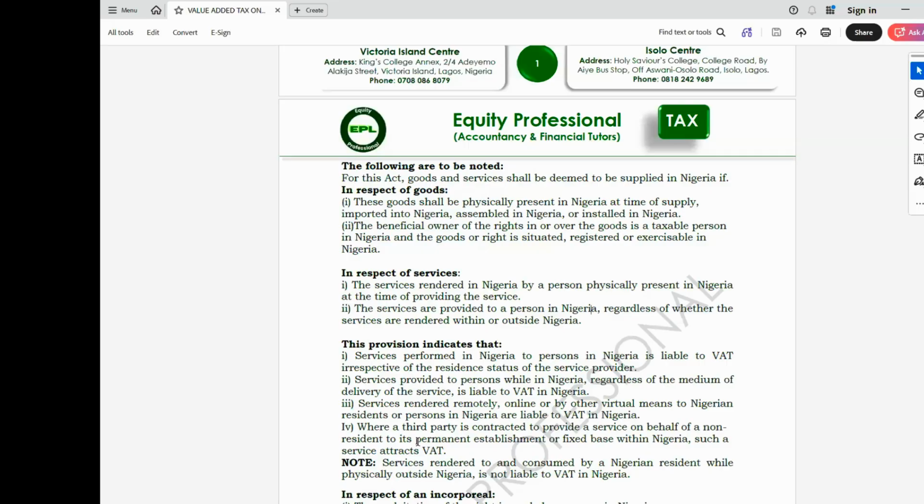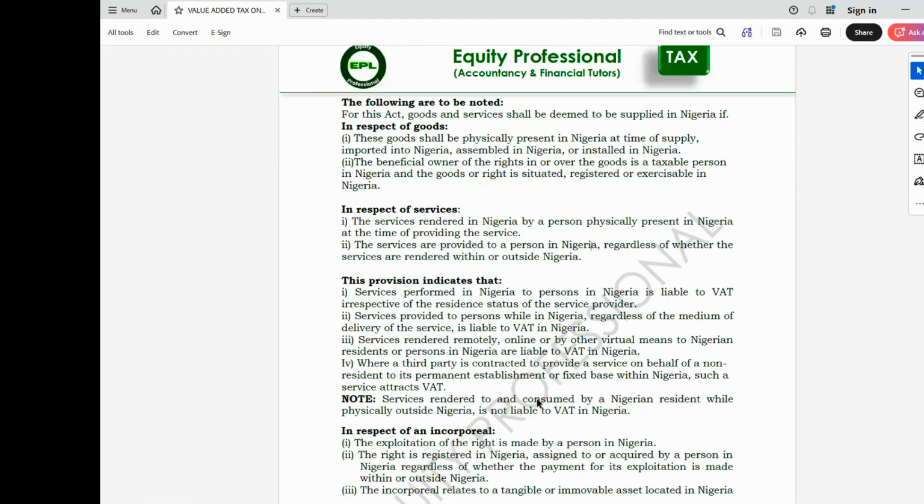provided it is rendered to somebody that is available in Nigeria. So basically, services rendered to and consumed by a Nigerian resident while physically outside Nigeria are not liable to VAT. So value-added tax is not based on residency. Whether you are a resident of Nigeria or not, once you are available in Nigeria, you enjoy that service or you are consuming those goods here in Nigeria, you are going to be liable to payment of that value-added tax.